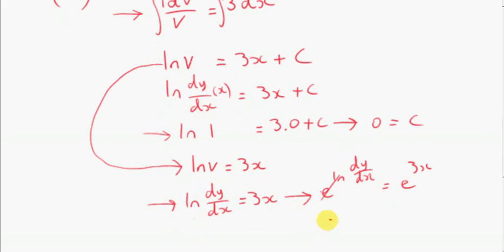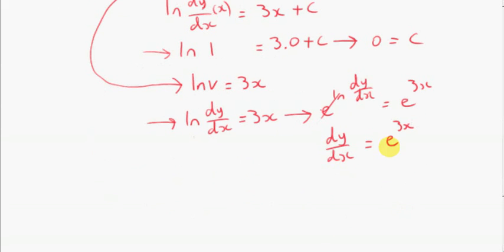So we get dy/dx on the left hand side. So e to the power of ln dy/dx is dy/dx, and the right hand side is e to the 3x. So now we can solve this differential equation to get y as a function of x. That's what we're aiming for. So what do we do? We separate the variables. This is very easy to separate them here. Multiply both sides by dx.